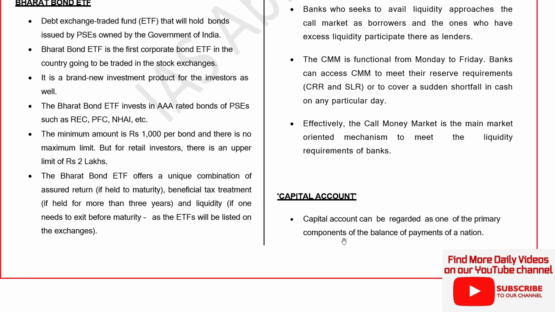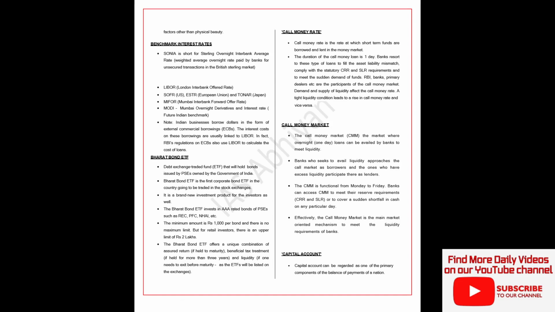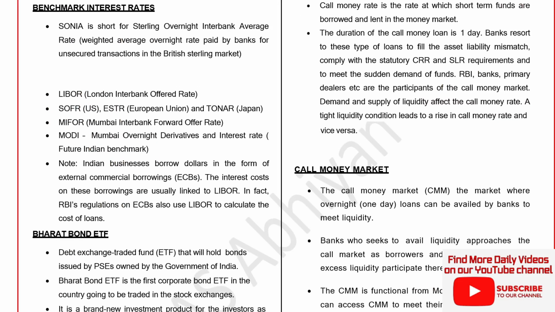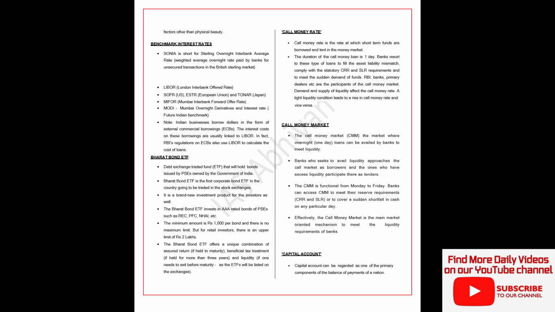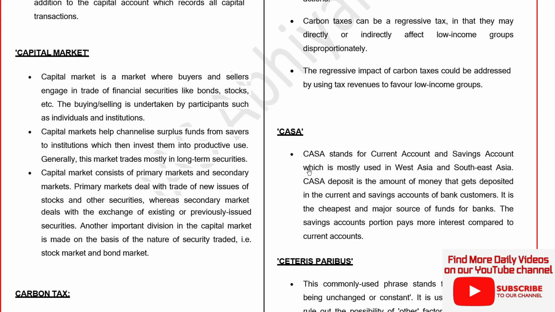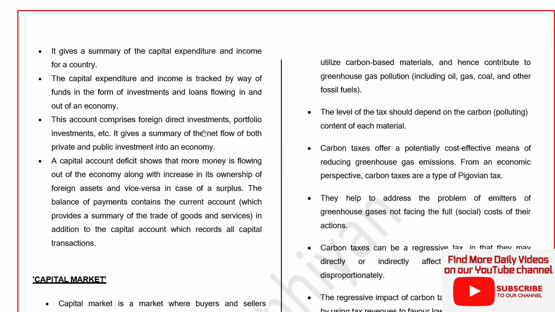Capital accounts. So let's see what is capital account. Capital account can be regarded as one of the primary components of the balance of payments of a nation. So it is a primary component of BOP of a nation. It gives a summary of the capital expenditure and income for a country. The capital expenditure and income is tracked by way of funds in the form of investments and loans flowing in and out of an economy.